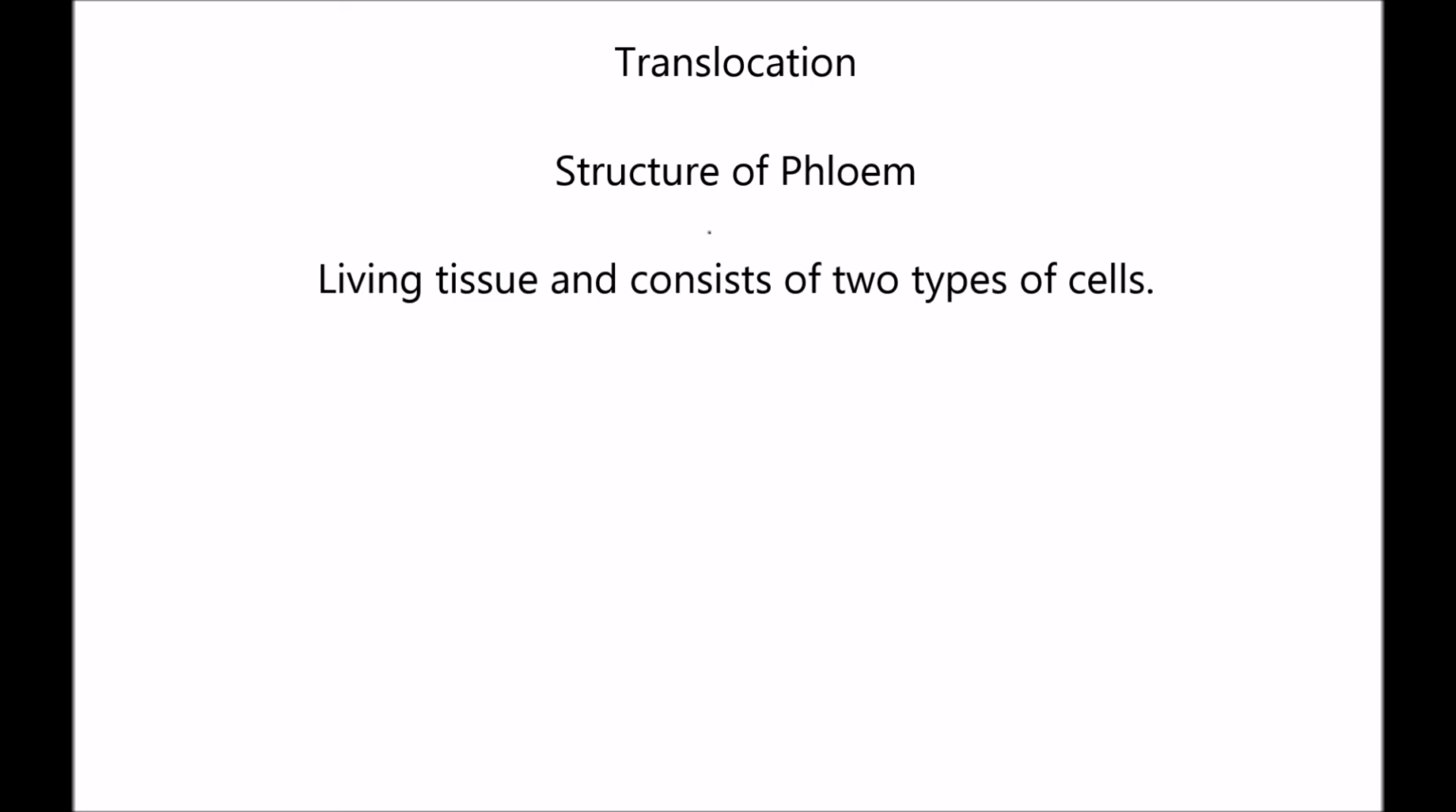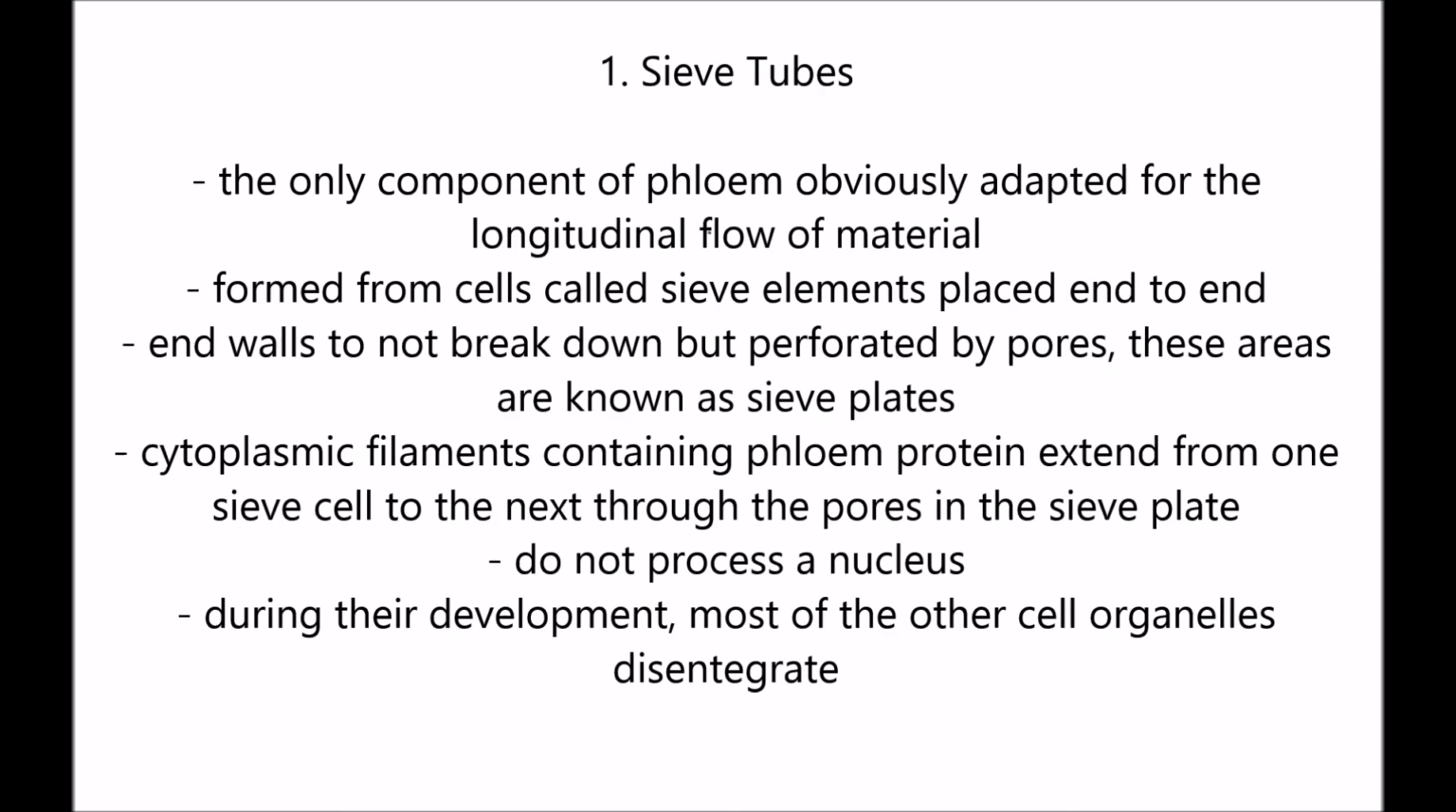Translocation. Structure of the phloem. It is living tissue and consists of several types of cells. The sieve tubes. These are the only components of the phloem obviously adapted for the longitudinal flow of material. They are formed from cells called sieve elements placed end to end. End walls do not break down but are perforated by pores. These areas are known as the sieve plates. Cytoplasmic filaments containing phloem protein extend from one sieve cell to the next through the pores in the sieve plate. They do not possess a nucleus, and during their development, most of the other cell organelles disintegrate.